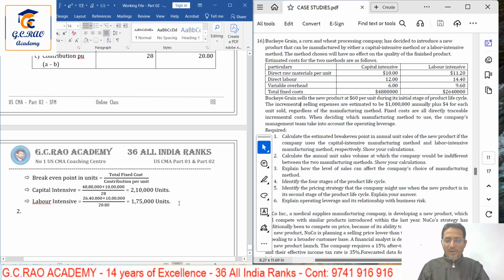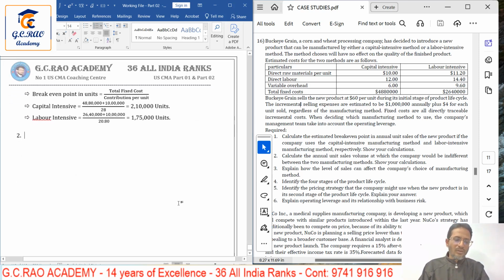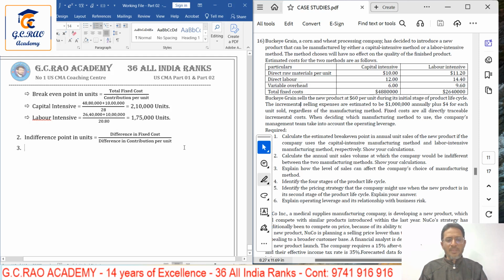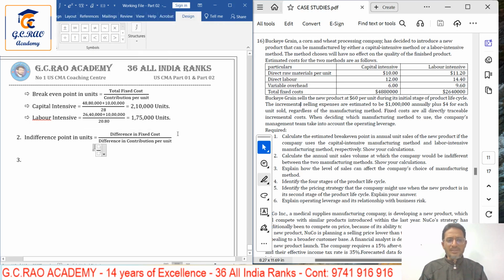So record point number 2: Indifference point in units is equal to difference in fixed cost divided by difference in contribution per unit. What is the difference in fixed cost? Check out.